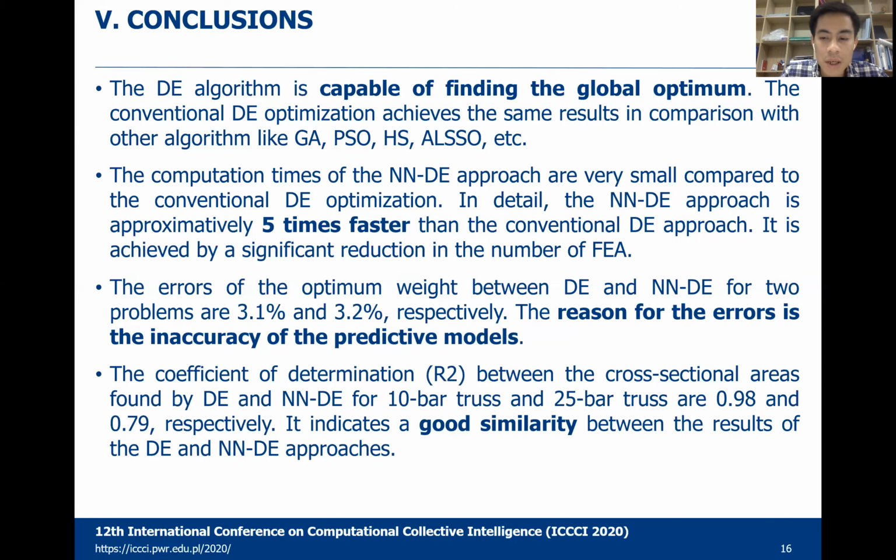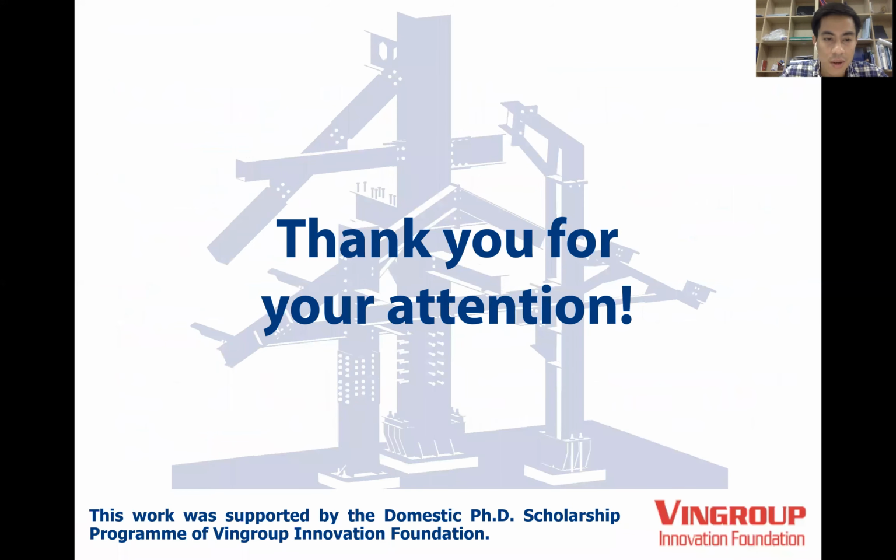Finally, it can be concluded that using a neural network is a good way to reduce the computation cost of evolutionary optimization. So this is a short presentation of our book related to structural optimization using differential evolution and neural network.